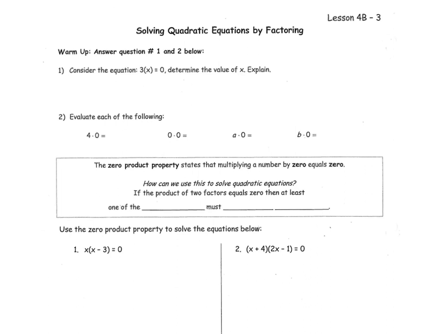So how can we use this to solve quadratic equations? Well, if we multiply two factors and it equals 0, then at least one of the factors must be 0. Okay, one of these factors must equal 0.